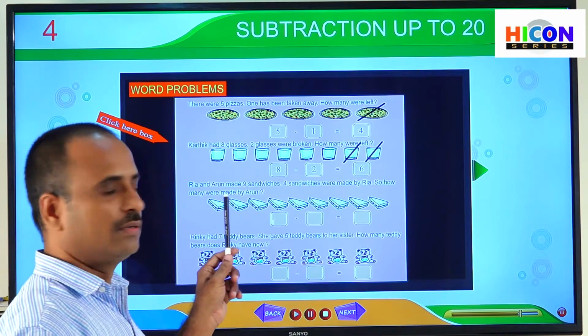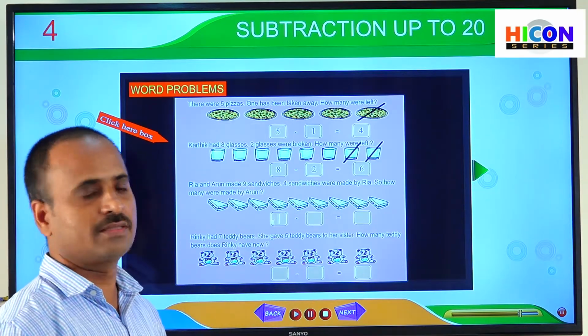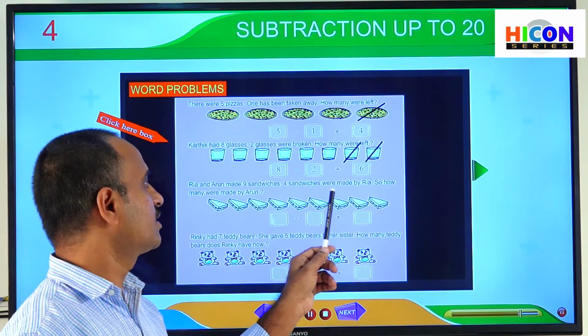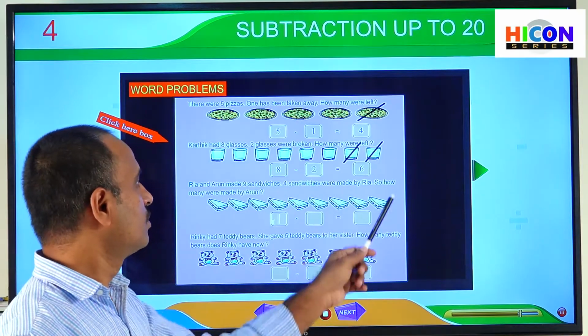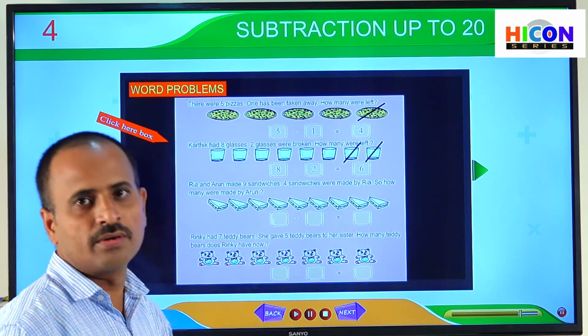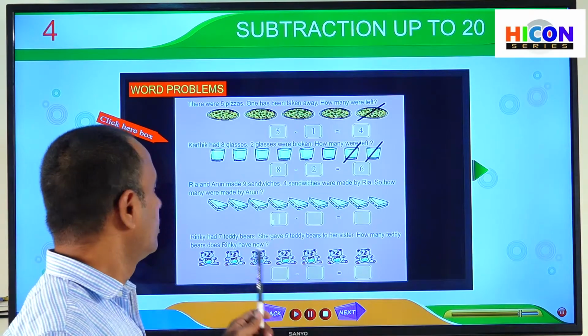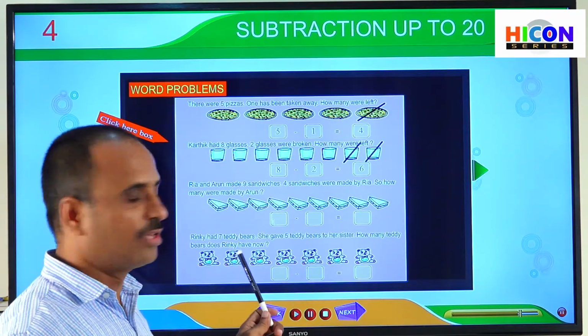Next, see the third problem. Riya and Arun made 9 sandwiches. 4 sandwiches were made by Riya. So, how many were made by Arun? So, children, you understand this? So, again read the problem.